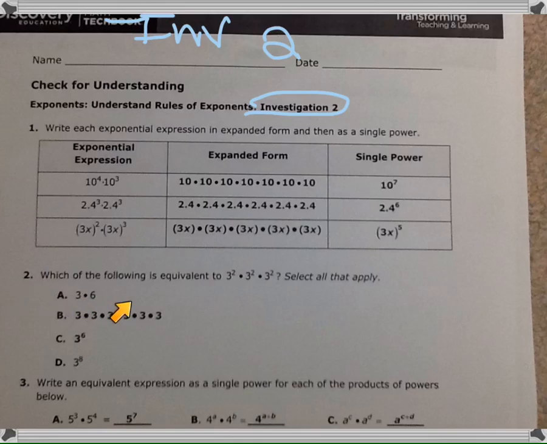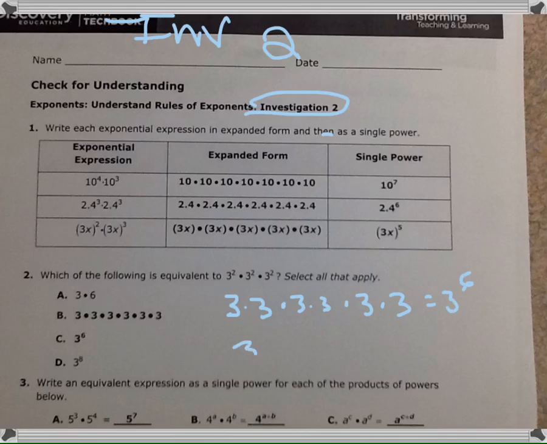For 2, which of the following is equivalent to 3 squared times 3 squared times 3 squared? Select all that apply. So here we can look at it, and we have 3 times 3, which is the first 3 squared, times 3 times 3, which is the second 3 squared, times 3 times 3, which is the third 3 squared. If you count these up, that would be equal to 3 to the power of 6.